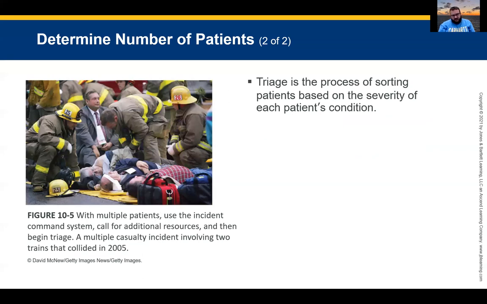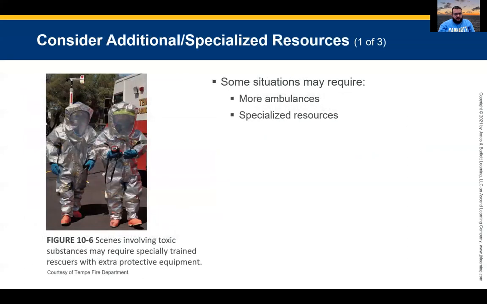Triage is the process of sorting patients. We talked about how some situations may require more ambulances or specialized resources. In this course, those level A suits you see them wearing are not in any of your policies or procedures right now. That is not your scope of practice. If you are a hazmat technician, that is perfectly fine, but that's not your job duty while we're in this program. But it may require additional resources, where the people in level A suits pull your victims out of an area, they get washed and triaged, and then they come to you. This could be a complex scene that requires multiple resources.